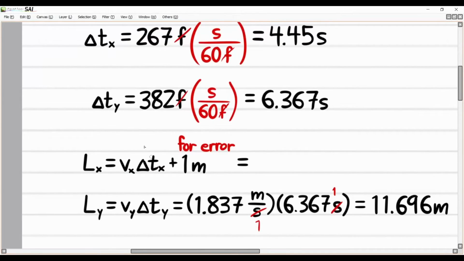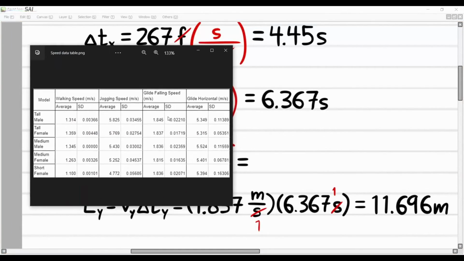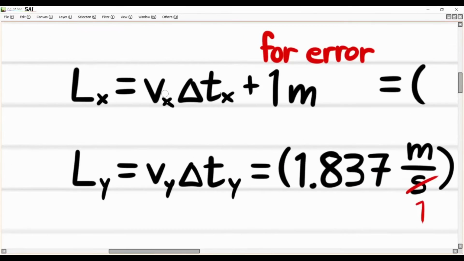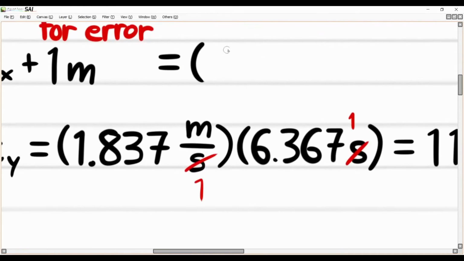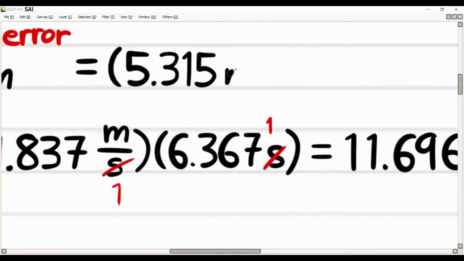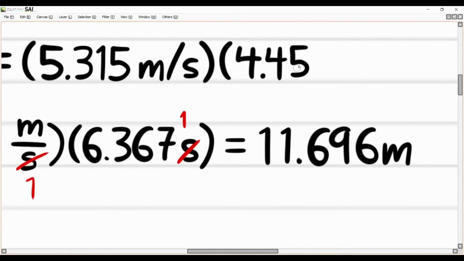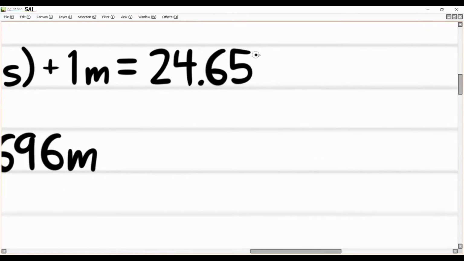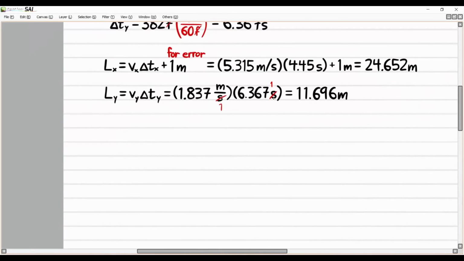So now let's calculate our horizontal distance. Again, we'll bring up our little table here. We're using a tall female. Raiden Shogun is a tall female model. Then we want glide horizontal, 5.315. That gives 652 meters. So yeah, there we go.